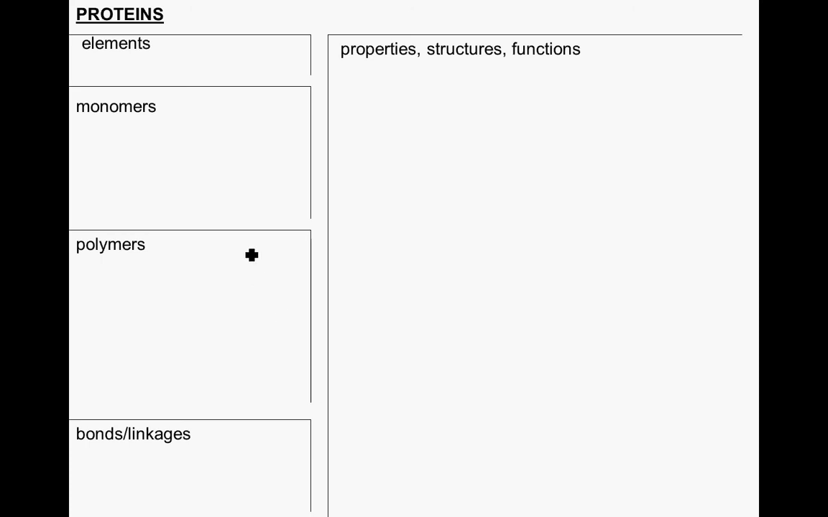So this last slide here is just a place for you to summarize what you just heard. What kind of elements do you see? This is an organic molecule, so obviously you're going to have carbon and hydrogen and oxygen, but what else do you have? What are the monomers of proteins? What are the polymers of proteins? What sort of bonds or linkages do we discuss over here? And then some properties, structures, functions, or just random other things that you would need to know here about proteins. Okay? Questions? Bring them to class and let's talk about it.